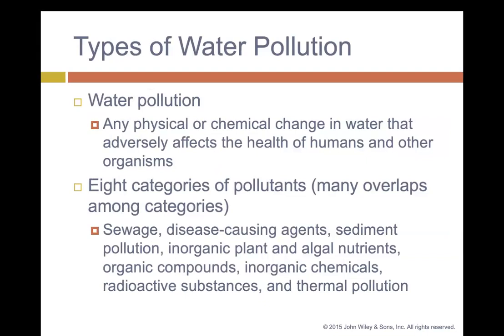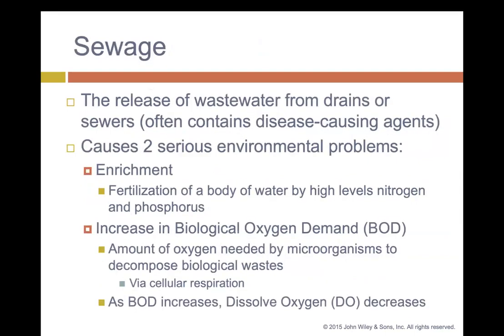So we have types of water pollution, being any physical or chemical change in the water that adversely affects the health of humans and other organisms. And we have 8 categories of pollutants. Many can overlap, and you can see those categories of pollutants shown there, all the way from sewage to inorganic to organic compounds and thermal pollution. And we'll go over those briefly now.